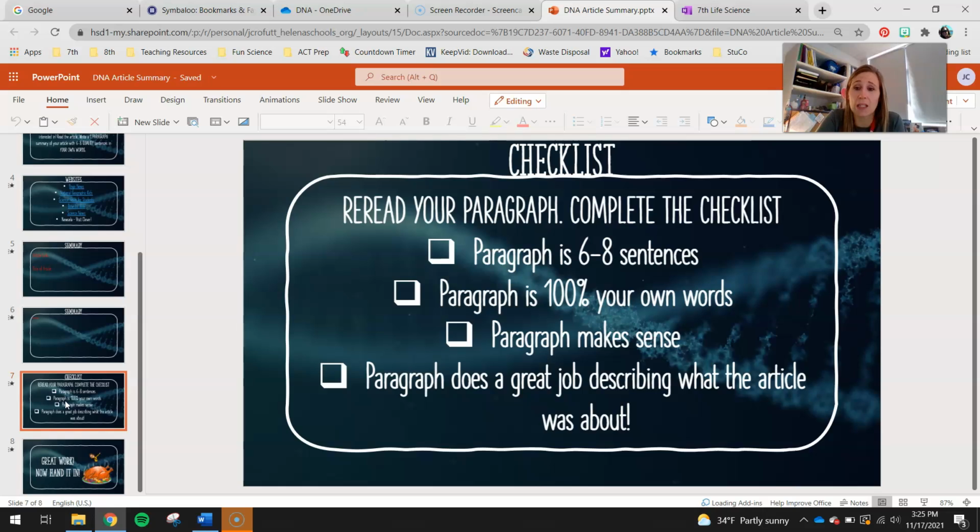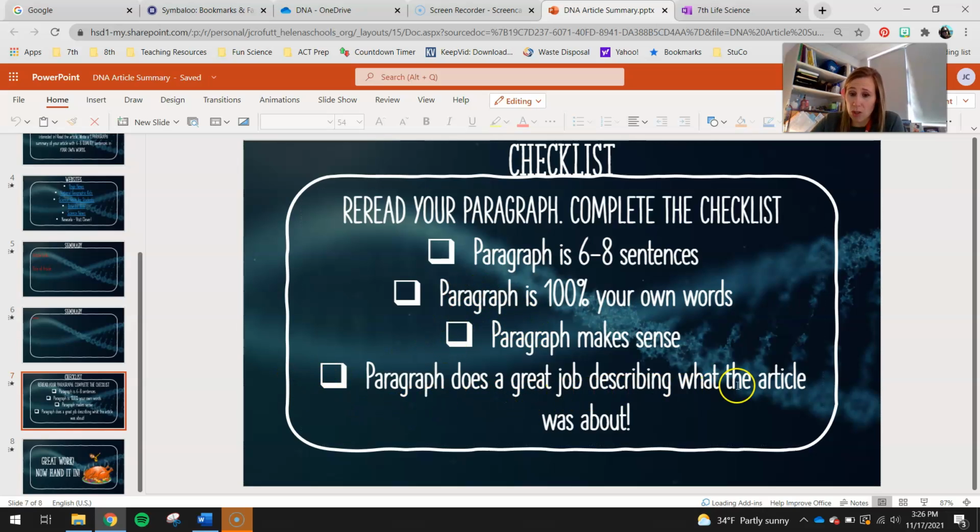Okay, when you are done, go back and reread your paragraph and then do this checklist. So reread it. Is your paragraph 6 to 8 sentences? If it is, check it. If it's not, go back and fix it. Okay? Is your paragraph 100% your own words, or did you copy and paste or steal things directly from that article? If it's not, go back and fix it. Okay? Does your paragraph make sense? If it doesn't, go back and fix it.